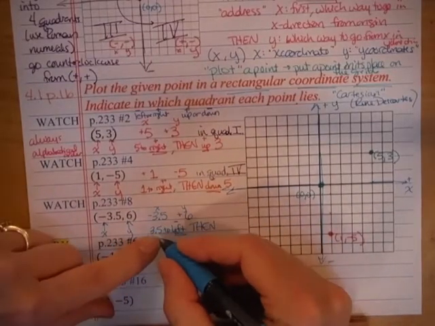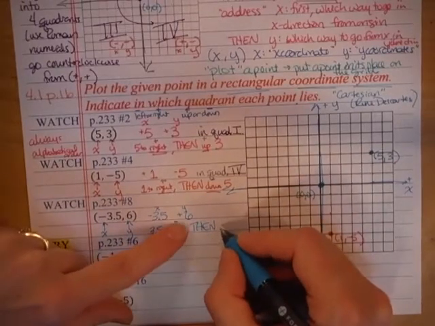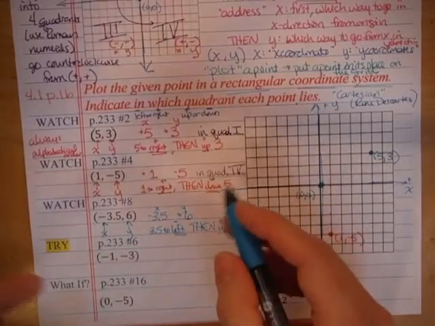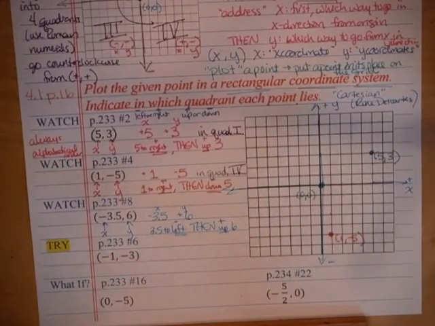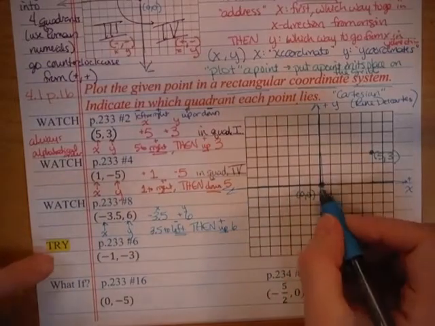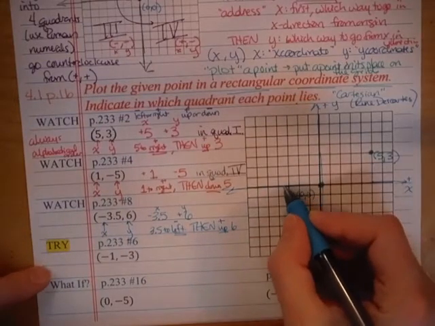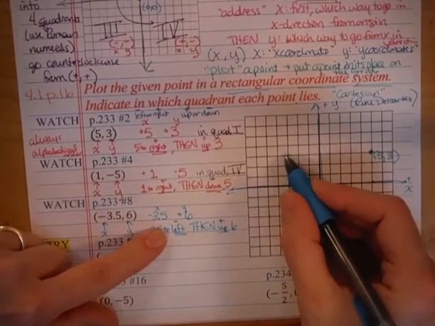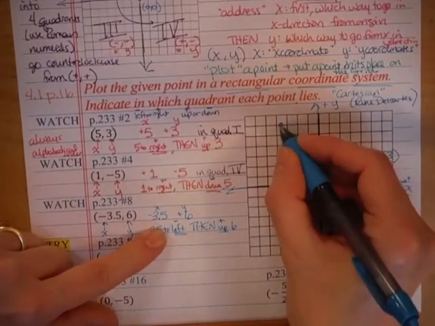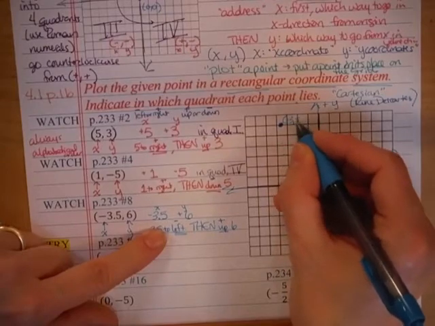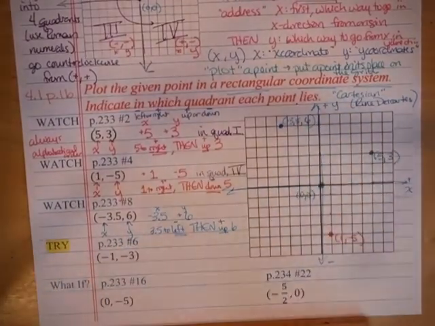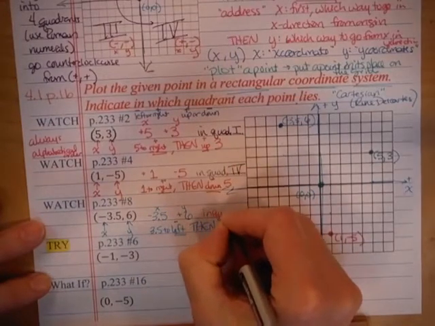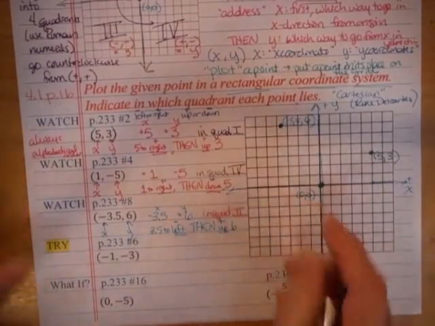Then from that negative 3.5, I will go up 6. Up because it's positive. That's my y value, so my y value tells me my up or down. So here I'm at the origin. I'm going to go 1, 2, 3.5 to the left, negative 3.5, and then 6 up: 1, 2, 3, 4, 5, 6. So there is my negative 3.5, comma 6, and that is in the second quadrant, in quadrant 2.